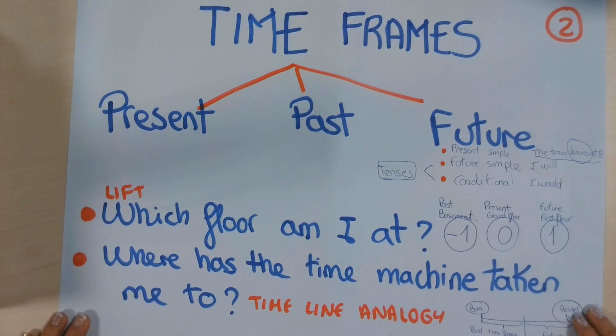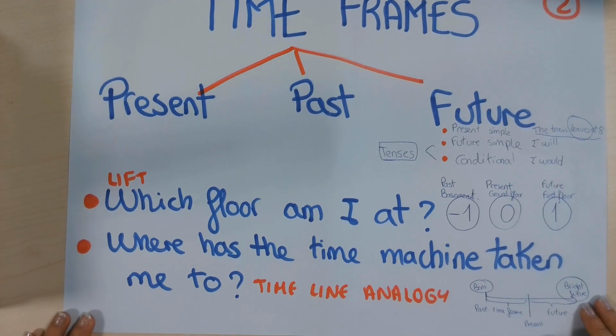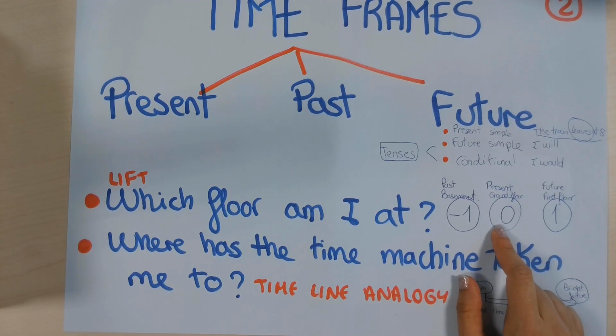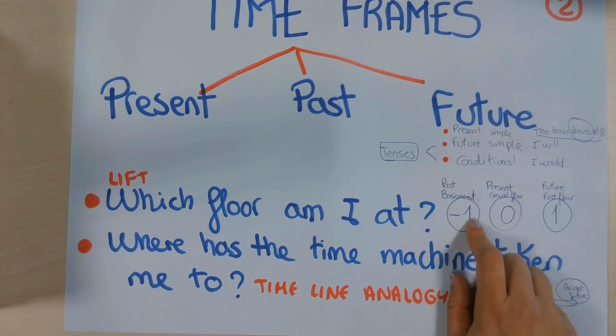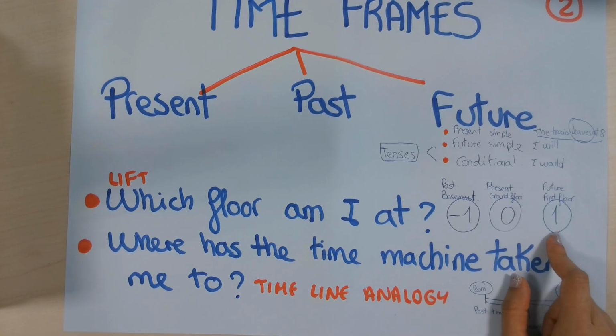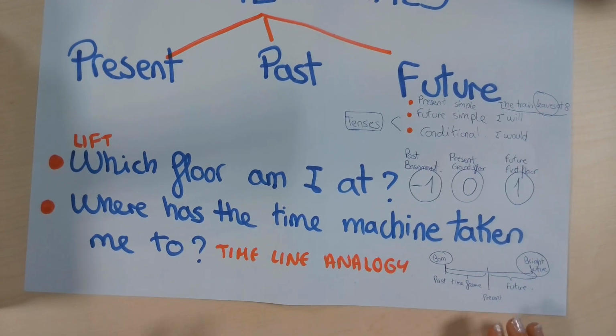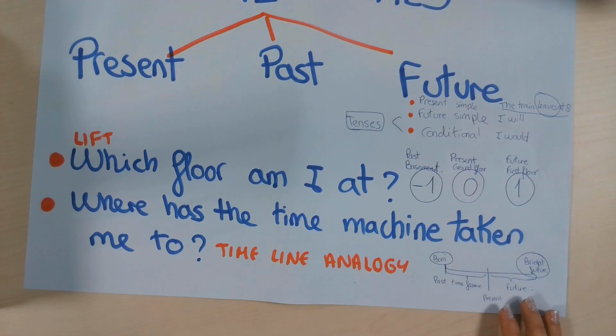So we could use a couple of analogies to talk about this. You could use the analogy of a lift. So if you think that you are on the ground floor, that's when we're talking about the present tense. If you go one floor down, you move on to the past, that will be your basement. And then if you want to go to your first floor, second floor, then you are referring to your future. You could also talk about this in terms of a time machine, talking about your life. It's like your timeline analogy.